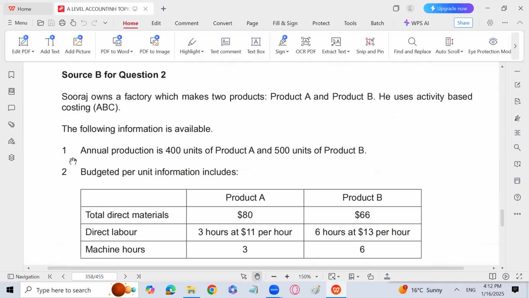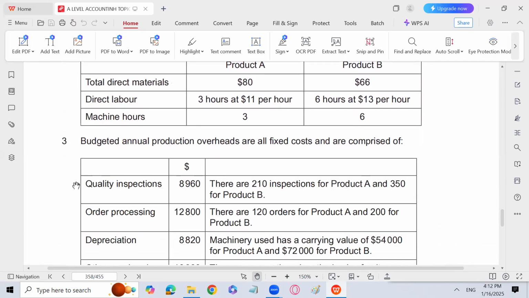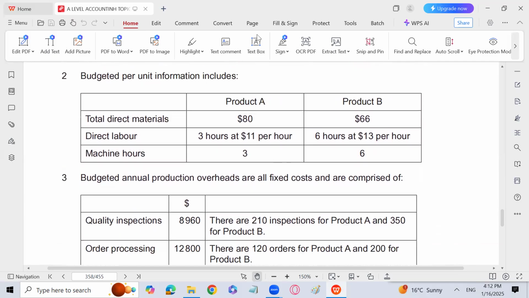Source B for question 2. Suraj owns a factory and makes two products, product A and product B. He uses activity-based costing. The following information is available. Annual production is 400 units of product A and 500 units of product B. So we are manufacturing 400 units for product A and 500 units for product B. Budgeted per unit information includes total direct material: product A is 80 and product B is 66.